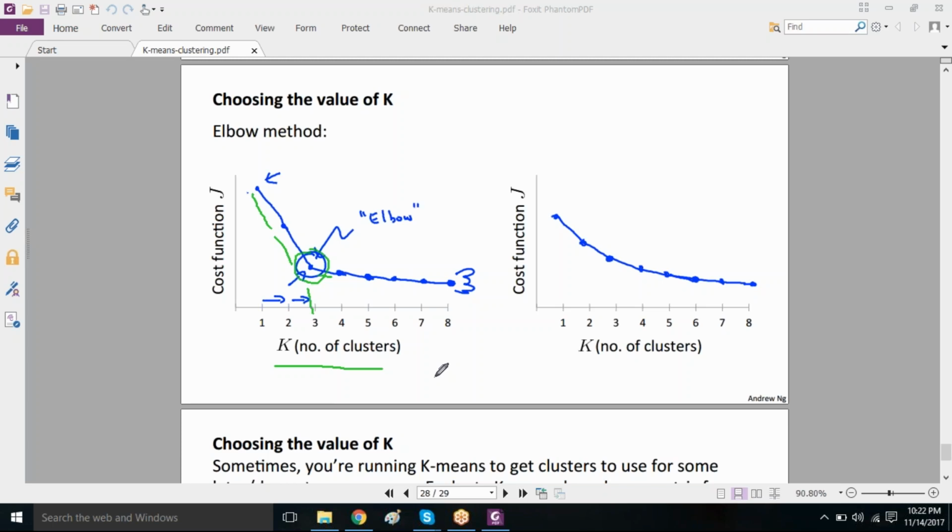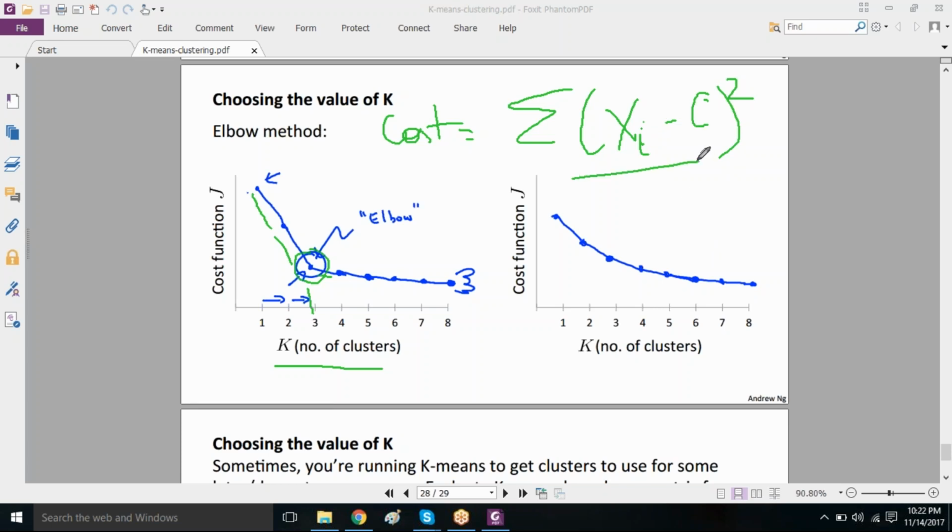Now, the last thing. What is the cost function here? The cost function is the sum of all the data points from their cluster centers. The sum of all the data points from their cluster center, using Euclidean distance. This is my cost.